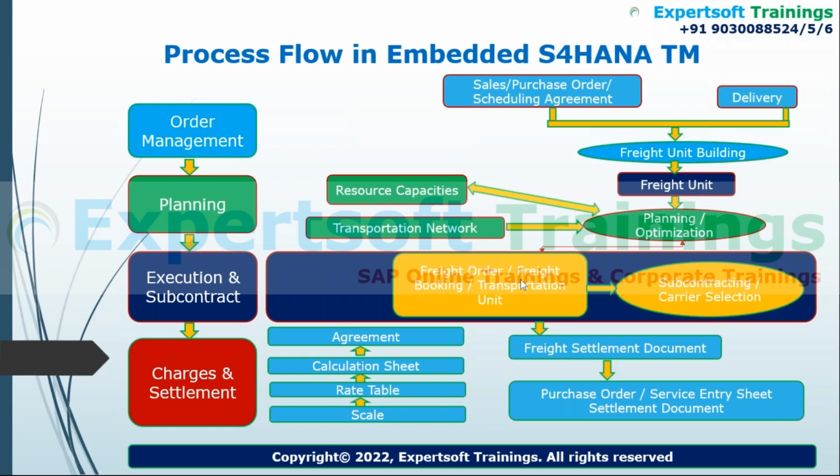Again, I tell you, freight order and freight booking are my shipment document. So you don't need to separately create a shipment document, which you used to do earlier. Now it's only one model, that is freight order, freight booking. Any questions so far?